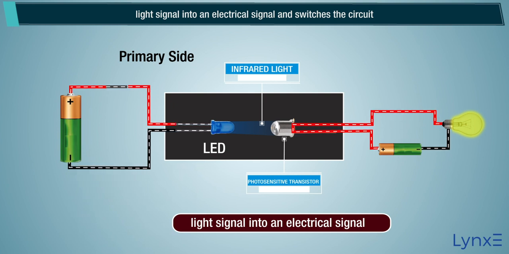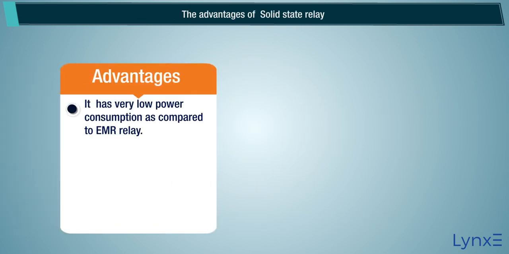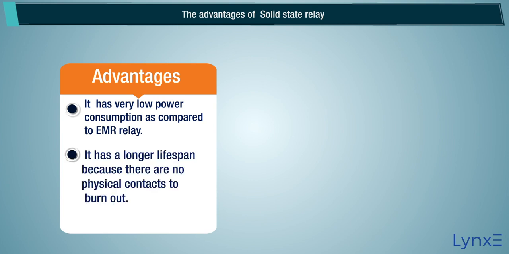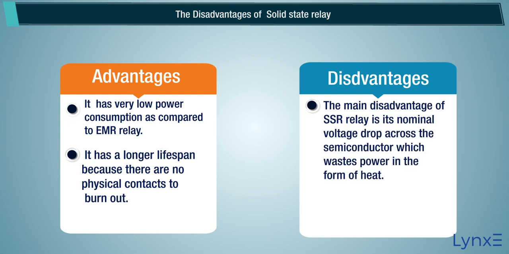The advantages of solid-state relay. It has very low power consumption as compared to an EMR relay. It has a longer lifespan because there are no physical contacts to burn out. The disadvantages of solid-state relay. The main disadvantage of an SSR relay is its nominal voltage drop across the semiconductor, which wastes power in the form of heat.